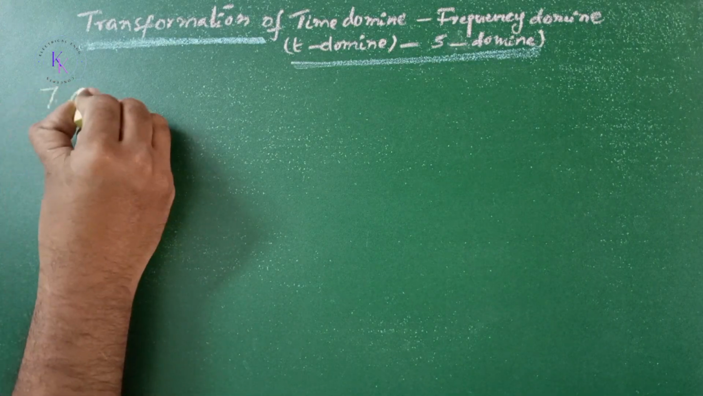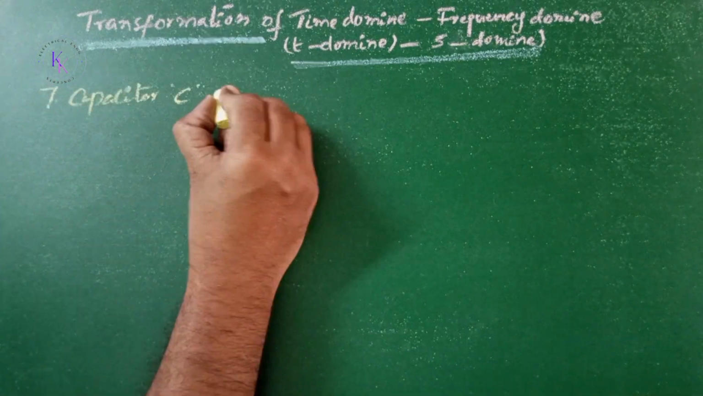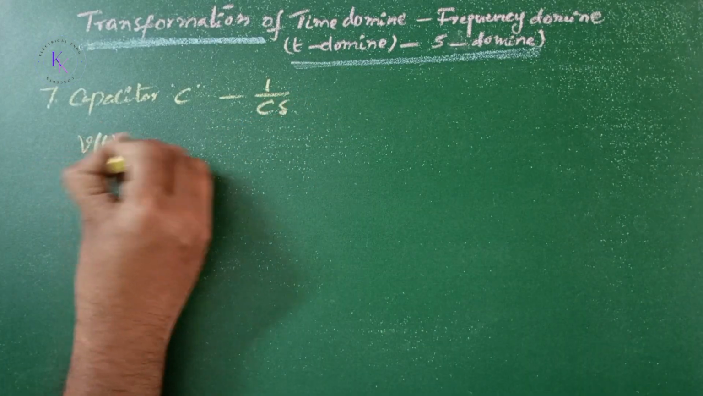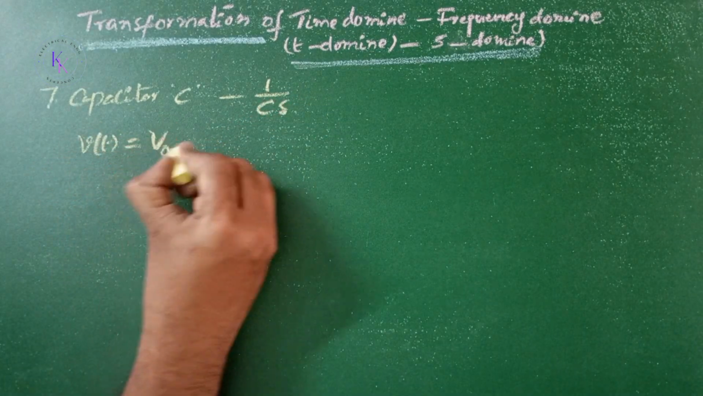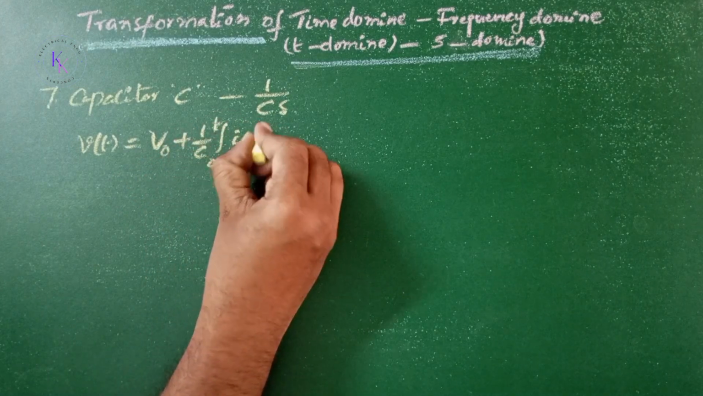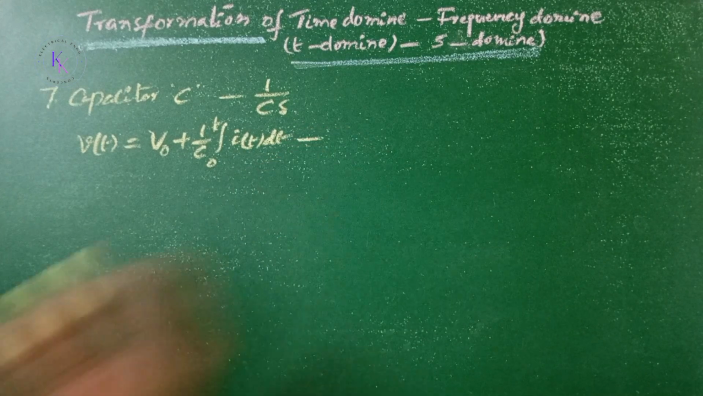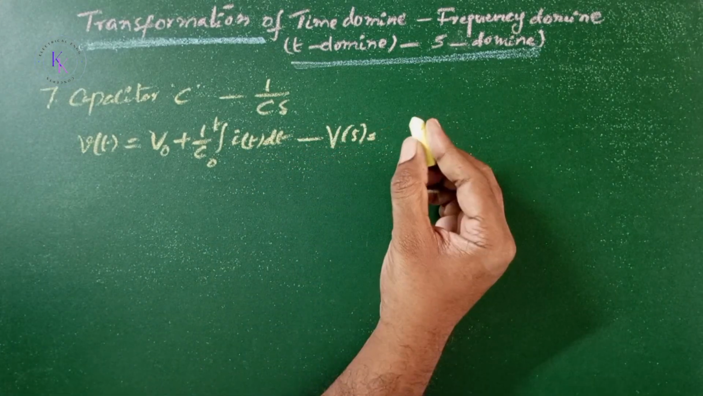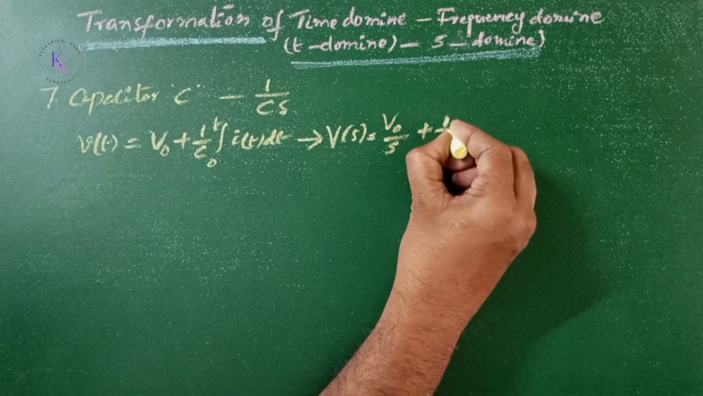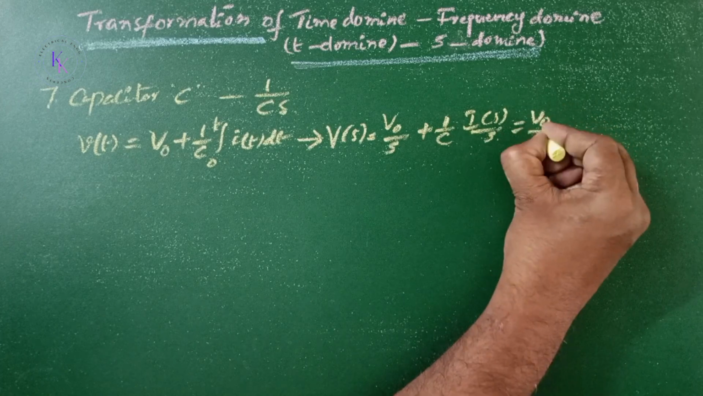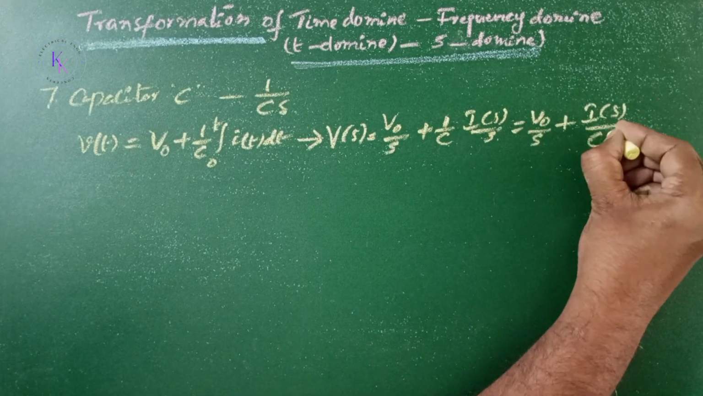Seventh one, capacitor. C in s-domain is 1 by Cs. Voltage V of t across the capacitor is given by initial voltage plus 1 by C integral 0 to t I of t dt. This in s-domain gives us V of s equals V naught by s plus 1 by C I of s divided by s, equals V naught by s plus I of s divided by Cs.